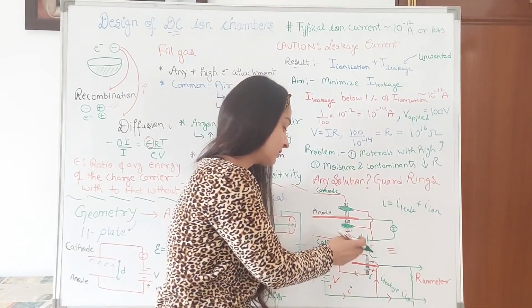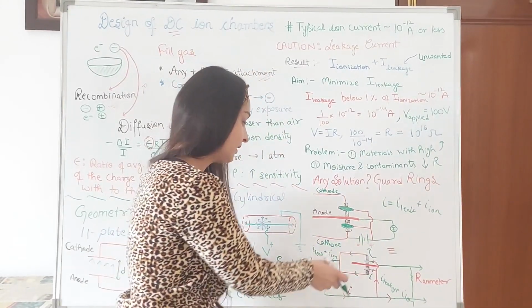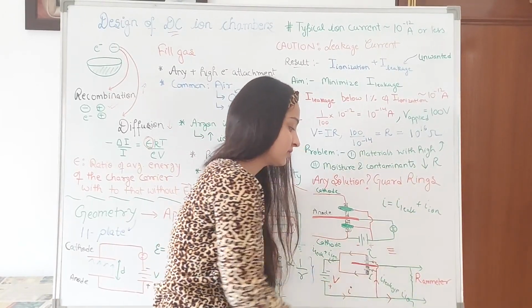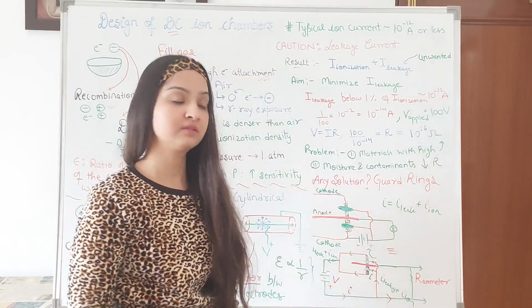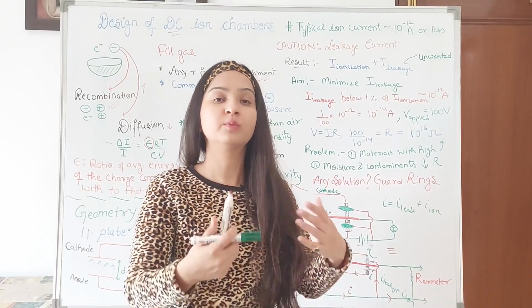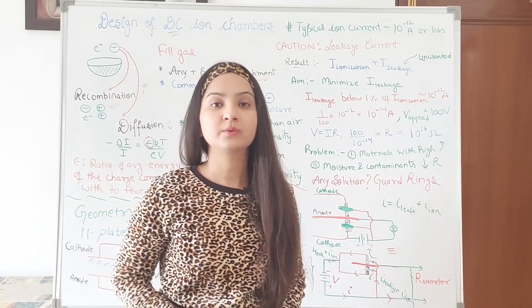You have high resistance insulators over here, which means that voltage drop across this will be much more as compared to the voltage drop across the ammeter, because the resistance of this ammeter can be kept very small. Higher the resistance, more voltage drop, lesser is the amount of current.